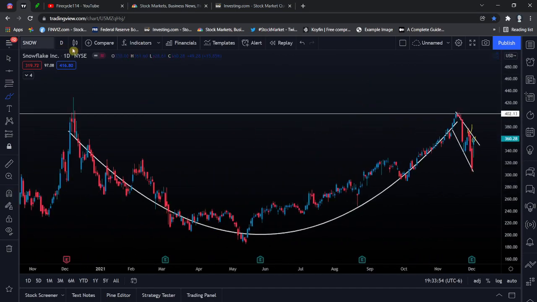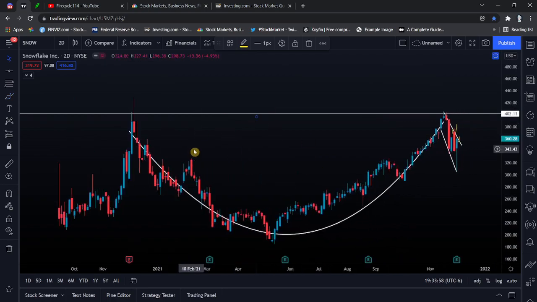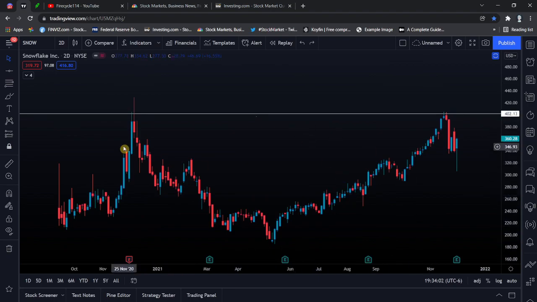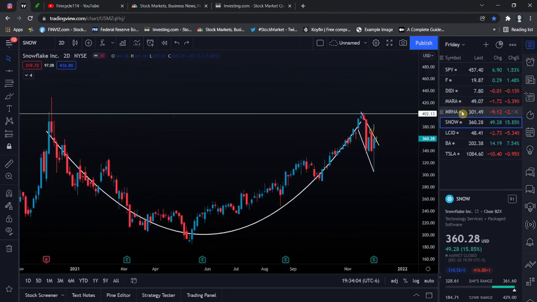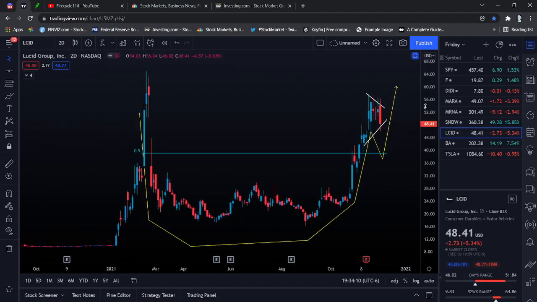The daily looks beautiful. Even looking at like the 2 day, it's looking very, very nice. So this cup and handle looks very nice, and it'll be a potential play and a scalp for tomorrow, since it is Friday. We have Lucid.